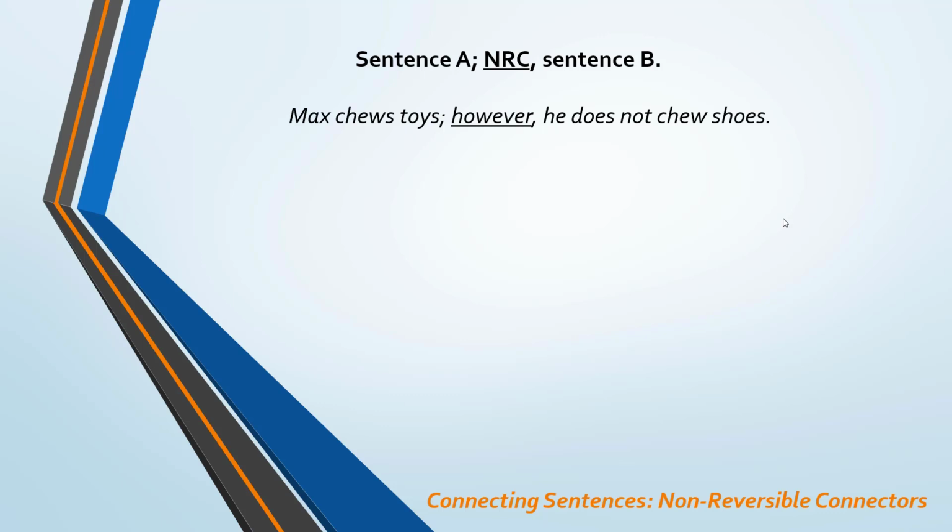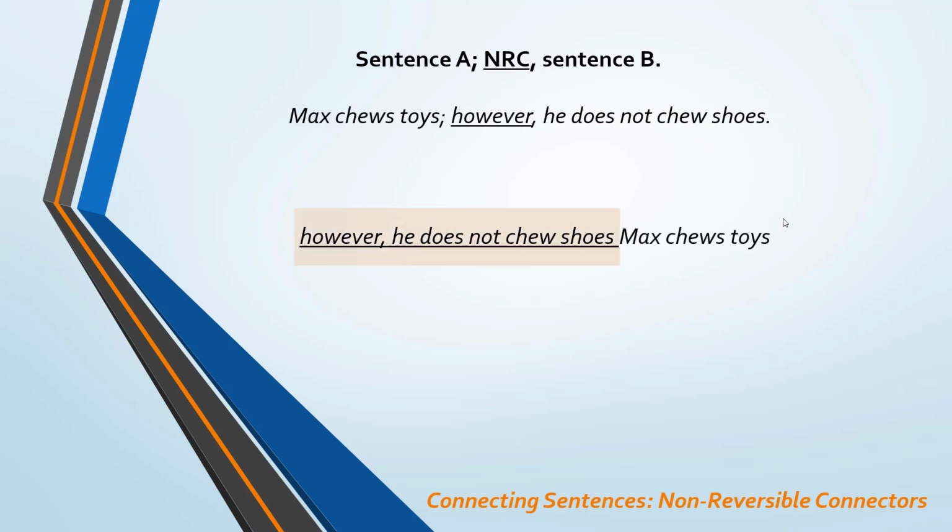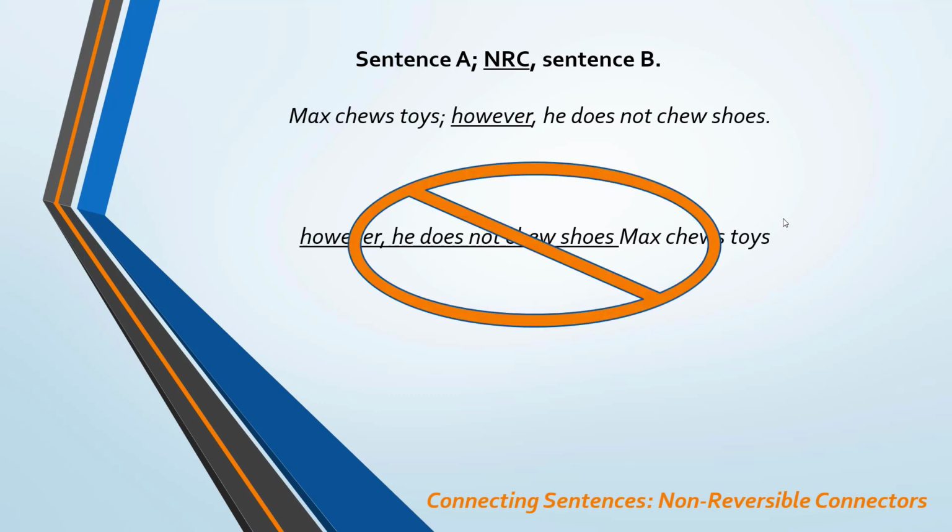And the way that you test it is you take the connecting word in the middle of the sentence and the sentence that follows, or the complete idea that follows, and you move those to the beginning of the sentence. So I've taken the however, he does not chew shoes, and I put it out front. And then I read it out loud. However, he does not chew shoes. Max chews toys. That doesn't really make a lot of sense. Right? So in this case, what I have is a non-reversible connector.